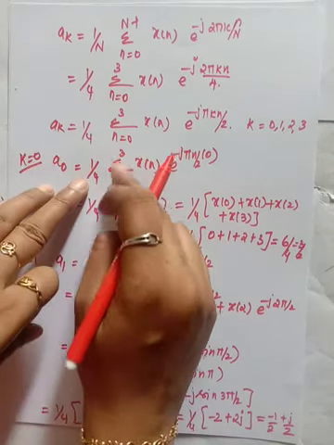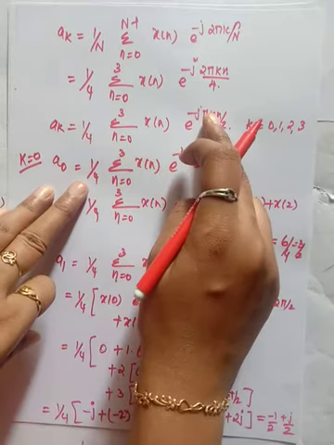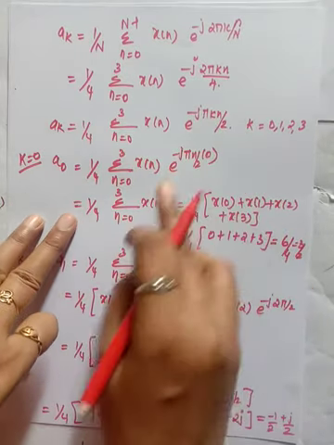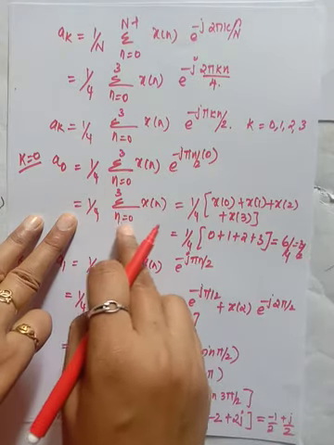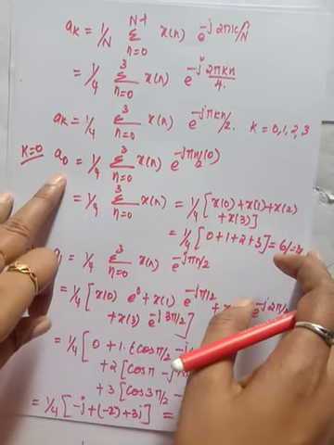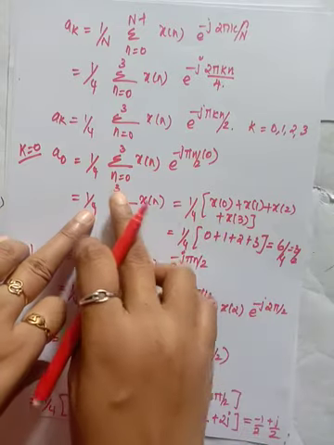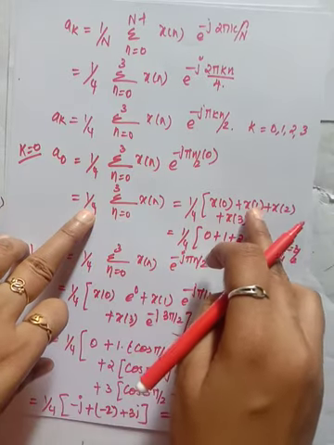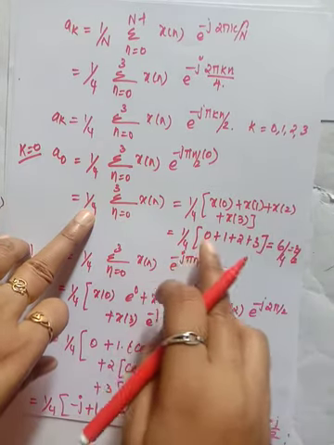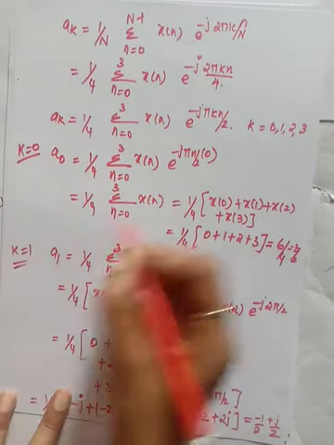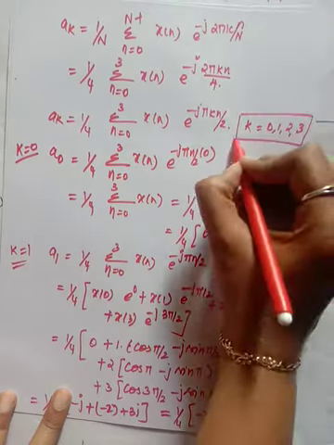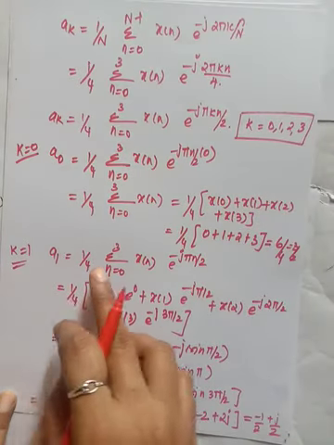So 1/4 summation n equal to 0 to 3. Here also I have k, so I am substituting 0. So this e power will become 1. So 1/4 summation n equal to 0 to 3 x[n]. Expand this because you have the summation x[0], x[1], x[2], x[3]. So substituting the values I am getting 3/2. Next k equal to 1. So this k varies from 0 to N minus 1. Okay, so N is 4.